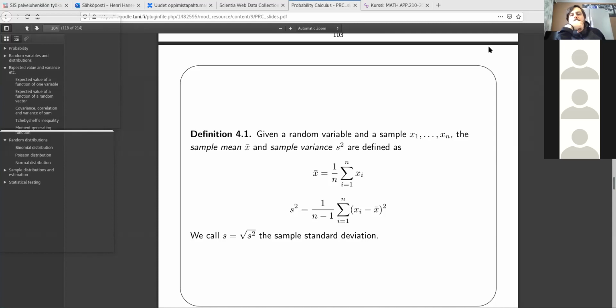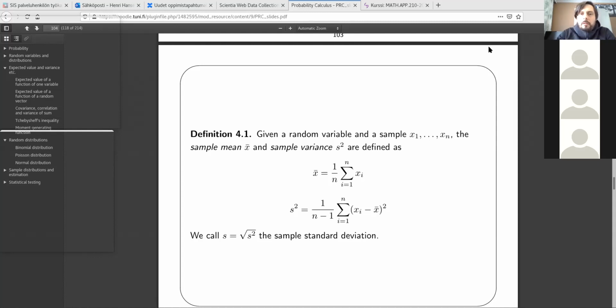So given a random variable and a sample, we do n repetitions of the random experiment, we get a sample of n values, and we define the sample mean as simply the average value, 1 over n times the sum of xi. So if we take those 100 persons, look at how tall they are, and calculate the average height of people in this sample, that's our sample mean, our sample average also.